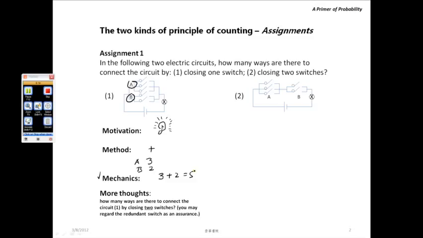Now, can we ask ourselves more questions, which is our fourth aim, more thoughts? Yes, I would like you to extend your thoughts by asking a what if question here. How many ways are there to connect the circuit 1 by closing 2 switches? You may regard the redundant switch as an assurance.